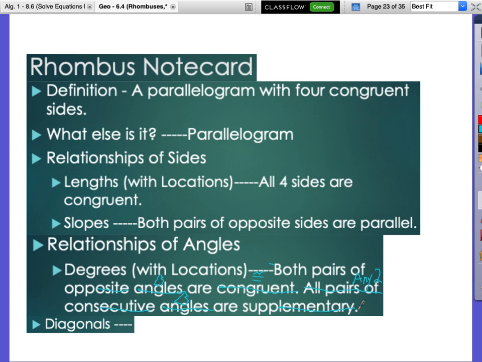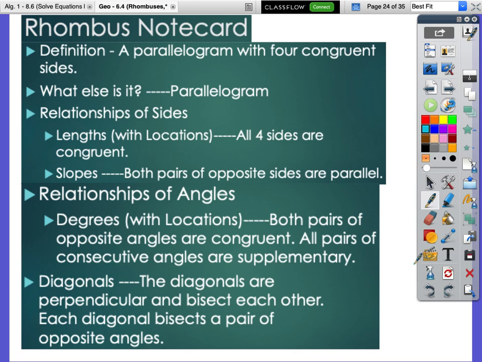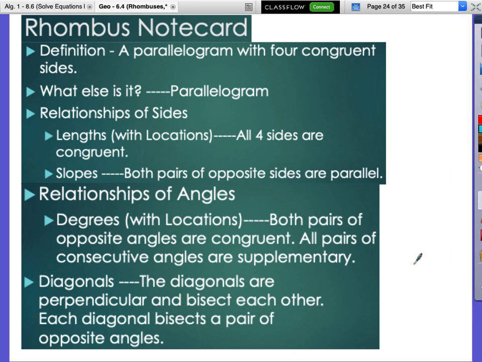Okay, so for diagonals, we know a few things. First of all, they're perpendicular and bisect each other. So instead of just bisecting each other, they're also perpendicular. What's our symbol for perpendicular? Like an upside down T, right? So you could write that instead of perpendicular. Diagonals are perpendicular and they bisect each other.